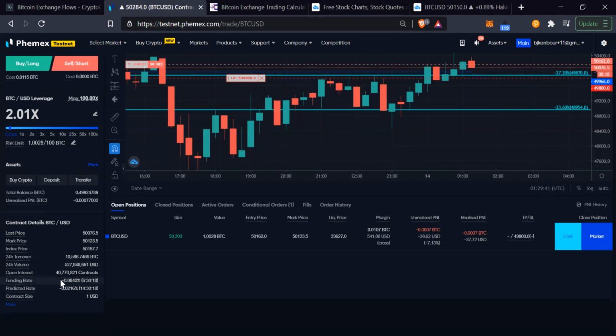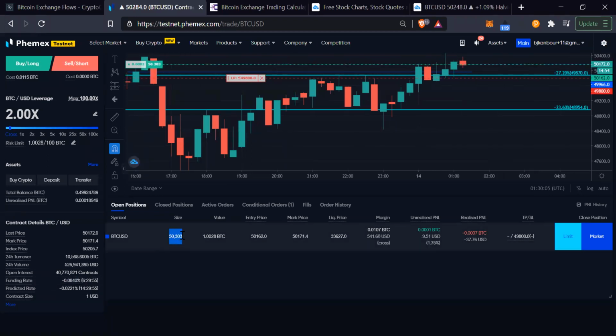So this is not a fee that gets paid to the exchange. This is a fee that gets divvied up between people using the exchange. So if this funding rate is negative, what that means is that if you have a long position open, or a buy open, you're actually going to be getting paid a fee to have this open position. So what you would do to find out that is, if it's negative and this size here is green, you would multiply these two. So you would do 50,303 times 0.08%, and that's how much of a fee you'll collect.